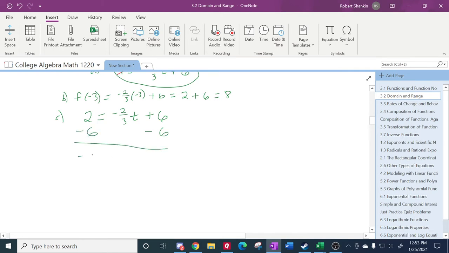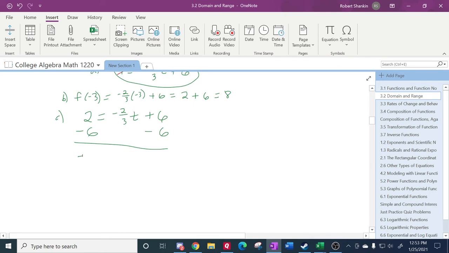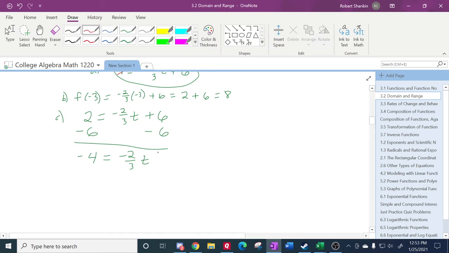Isn't the 2 negative? Oh no. Yeah, I think f of t equals positive 2. But thanks for checking for me. Negative 4 is negative 2/3 t. And then I could divide both sides by negative 2/3. But what I prefer to do instead is multiply both sides by the reciprocal.